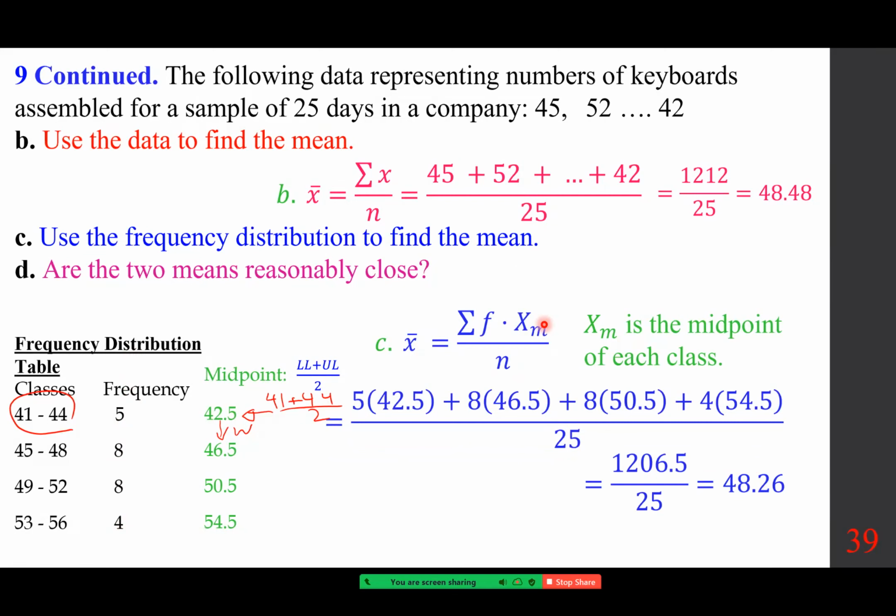And take a look. This is how statisticians come up with that, using the frequency distribution table if we didn't have the data. Isn't that pretty close to the actual one? And the answer is yes, they are reasonably close.